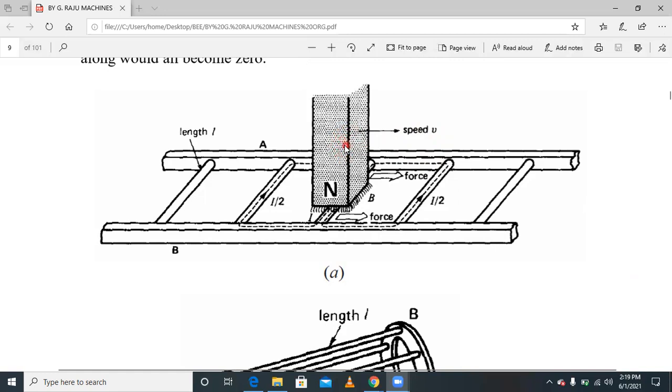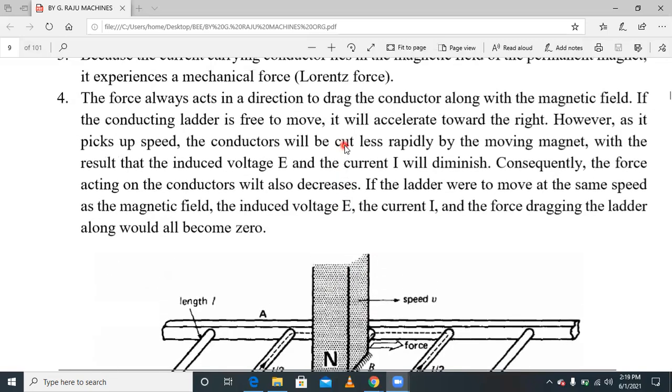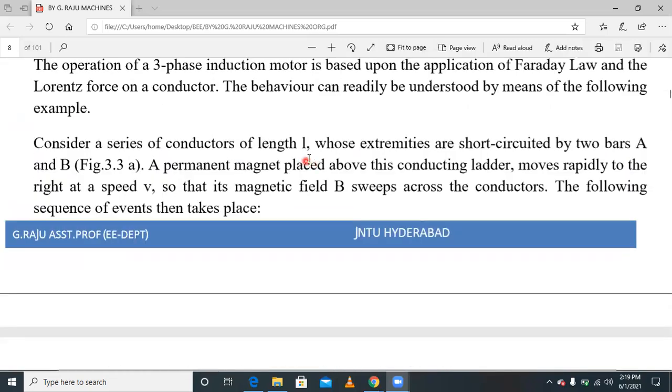The magnetic field is rotating in the stator at synchronous speed. A permanent magnet placed above the conducting ladder moves rapidly to the right at a speed of v, so that the magnetic field sweeps across the conductor.